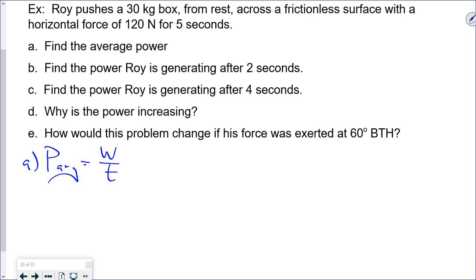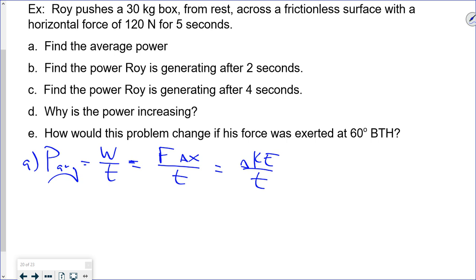So to find the work, I guess we could find the displacement, right? There are two options here. We could either do force times displacement divided by time, so I'd have to figure out how far it moves. Or if we assume that Roy's force is the net force, you could find your change in kinetic energy and divide that by time. Either way will give you the same answer, right? Because that's the work-kinetic energy theorem.